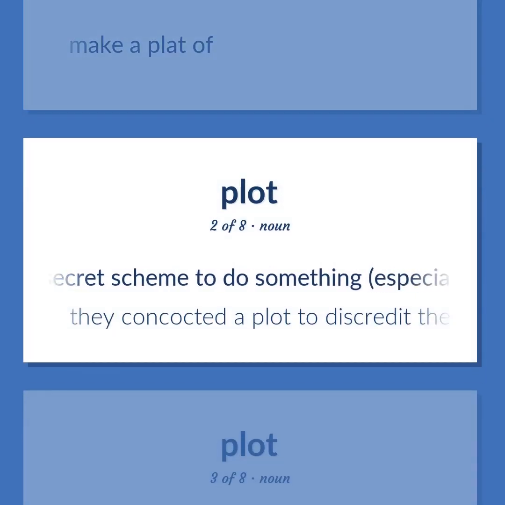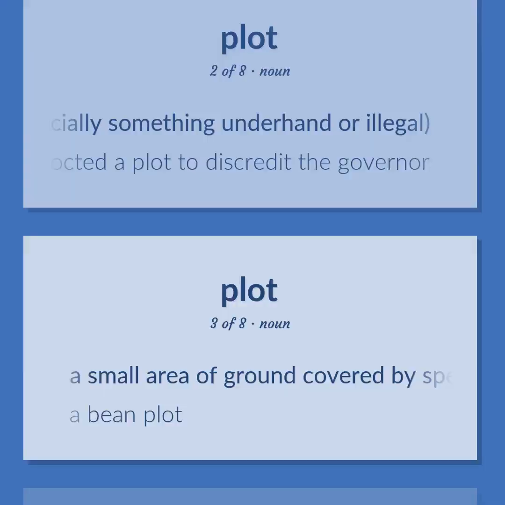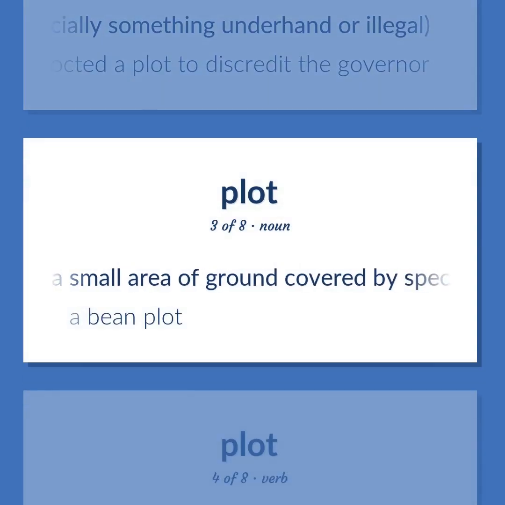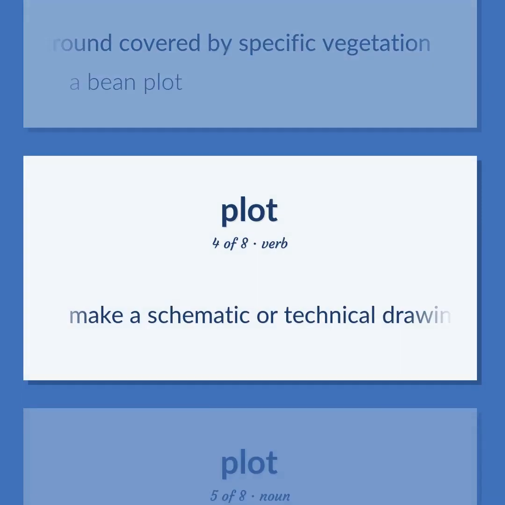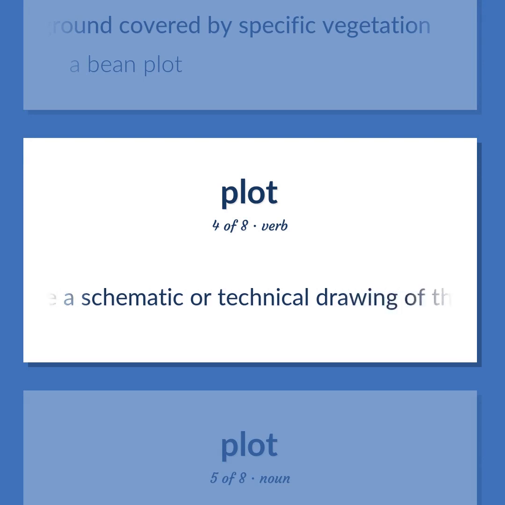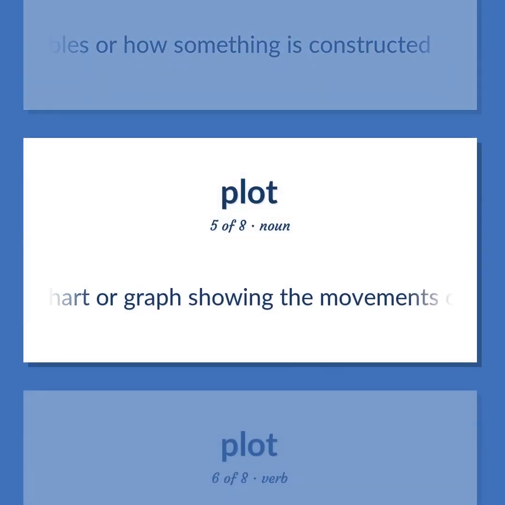A secret scheme to do something, especially something underhand or illegal. They concocted a plot to discredit the governor. A small area of ground covered by specific vegetation. A bean plot. Make a schematic or technical drawing of that shows interactions among variables or how something is constructed. A chart or graph showing the movements or progress of an object.